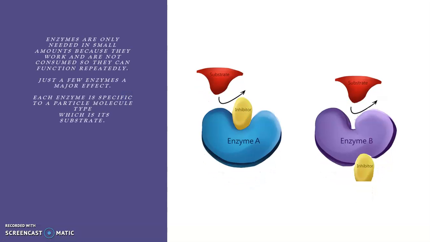Enzymes are only needed in small amounts because they work and are not consumed, so they can function repeatedly. So basically the enzyme can keep being used over and over again. Just a few enzymes have a major effect, and each enzyme is specific to a particular molecule type, which is its substrate.